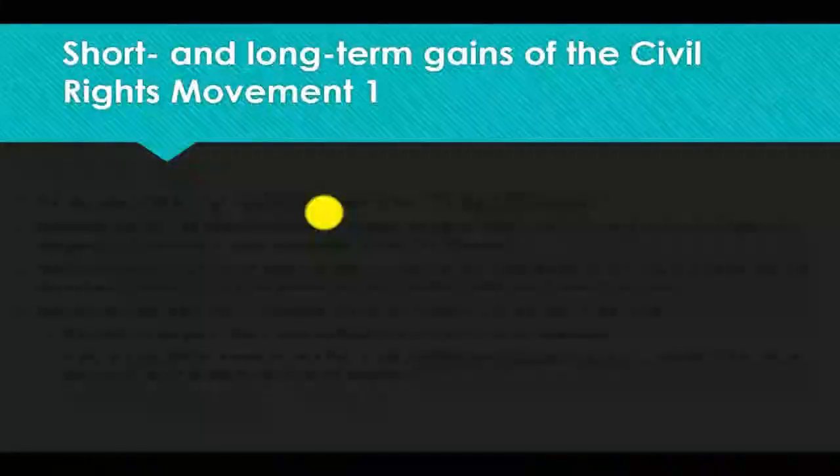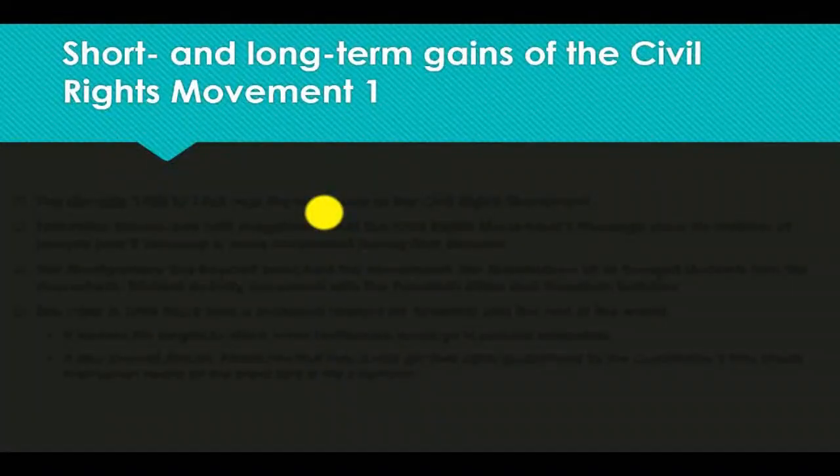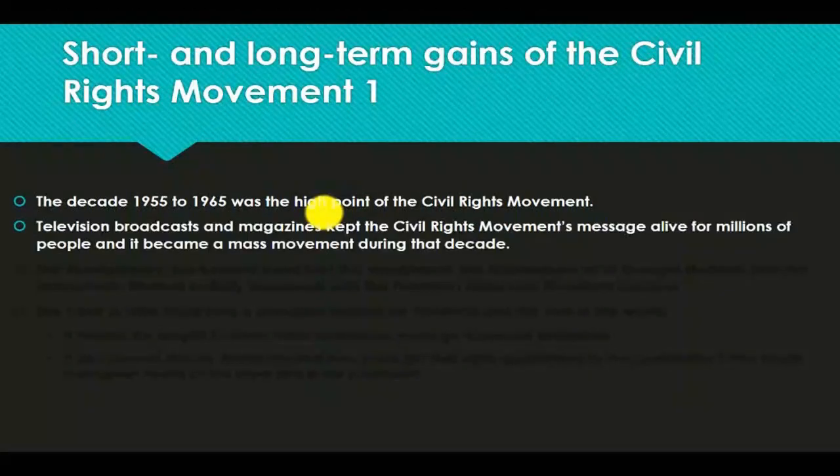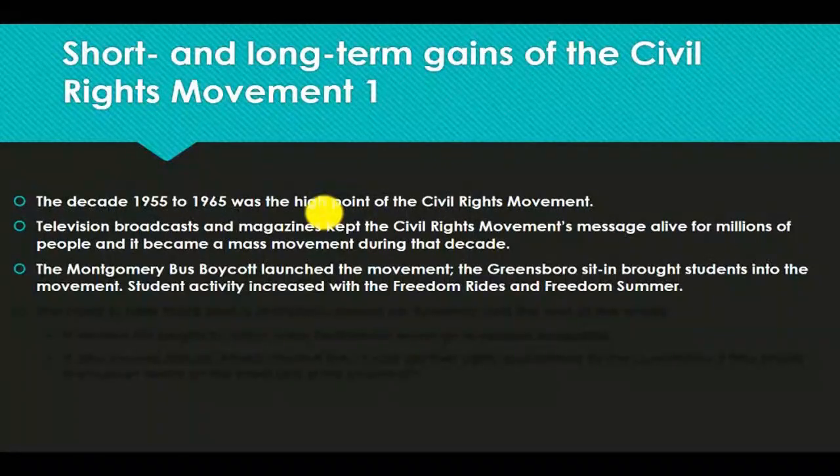Okay, so lastly we look at what the short and long-term gains of the civil rights movement were. All right, so that period 1955 to 1965 was the high point of the civil rights movement. Television broadcasts and magazines kept the civil rights movement's message alive for millions of people, and it became a mass movement during that decade. The Montgomery bus boycott launched the movement. The Greensboro sit-in brought the students to the movement. Student activity then increased with the Freedom Rides and Freedom Summer. So you see that domino effect of events happening, where one event actually leads to another.